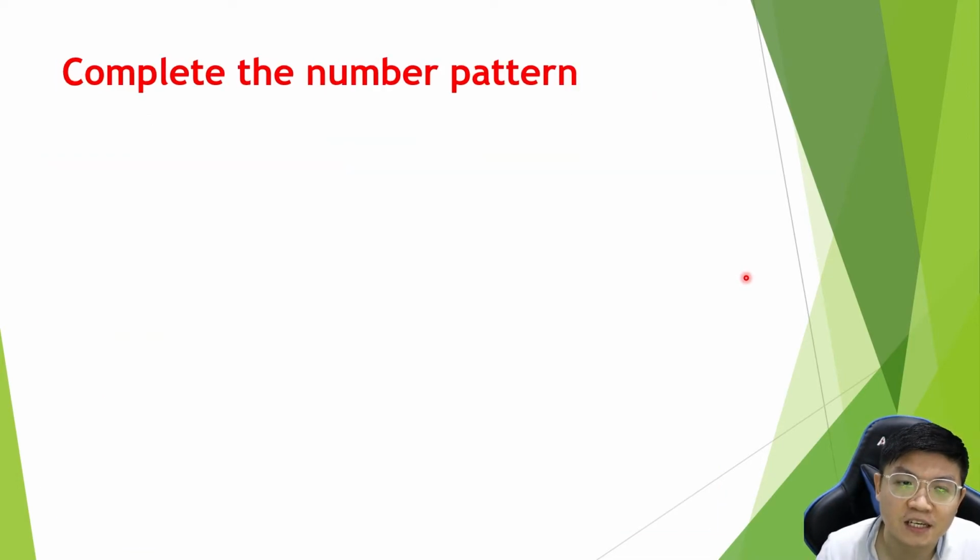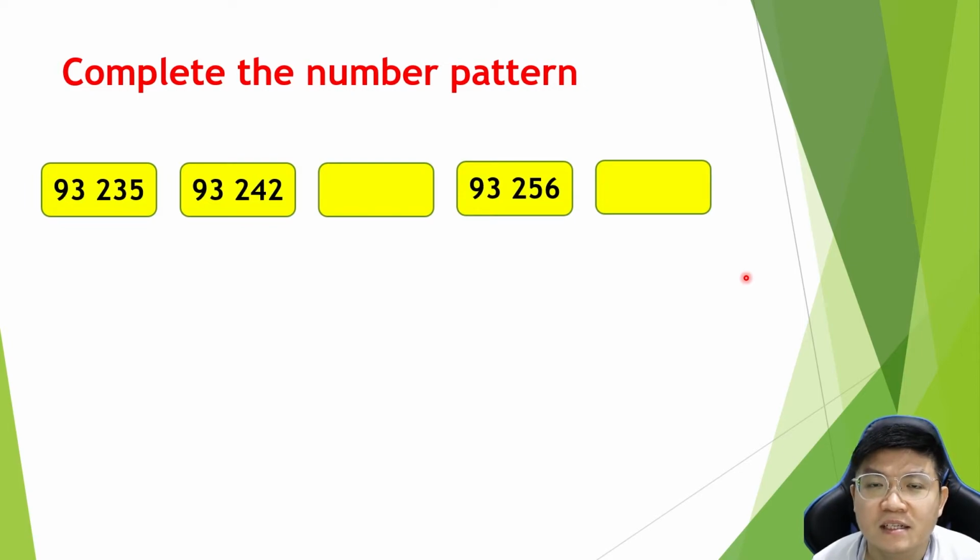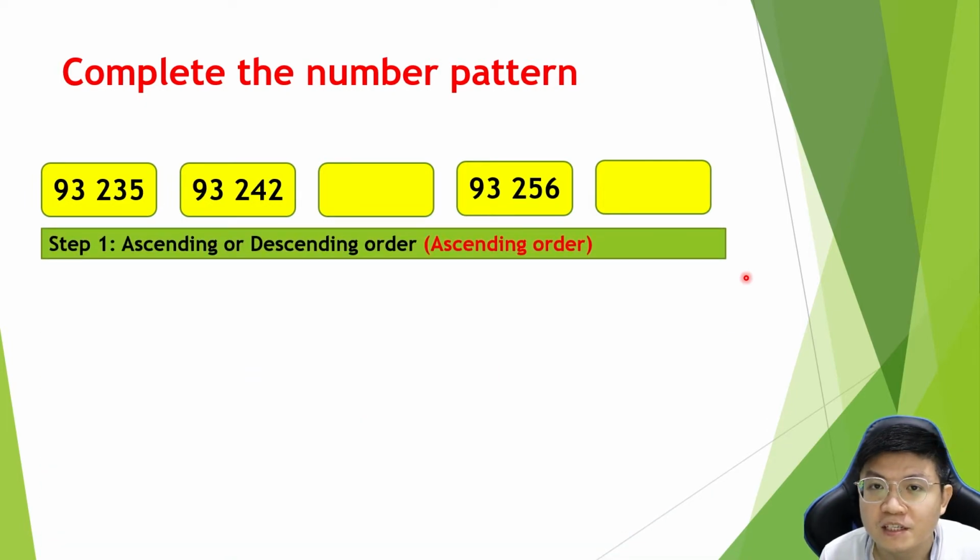So the next skill is actually complete the number pattern. Sometimes the sequence of numbers is given to you, but with empty slots, and you need to complete it. So how do you want to complete it? Still the same. First step, you identify whether it is ascending or descending. Now in this case, it's actually ascending.